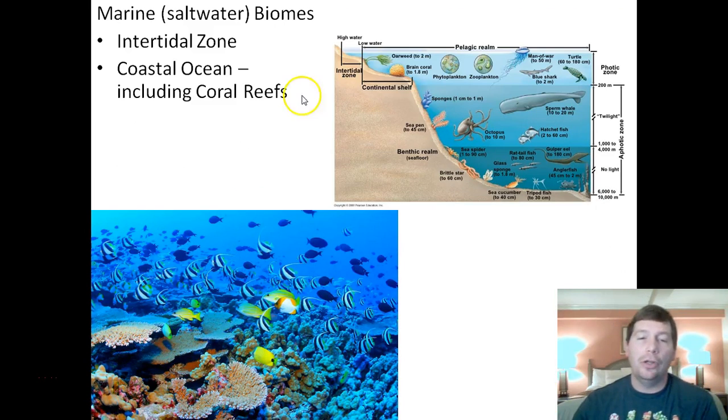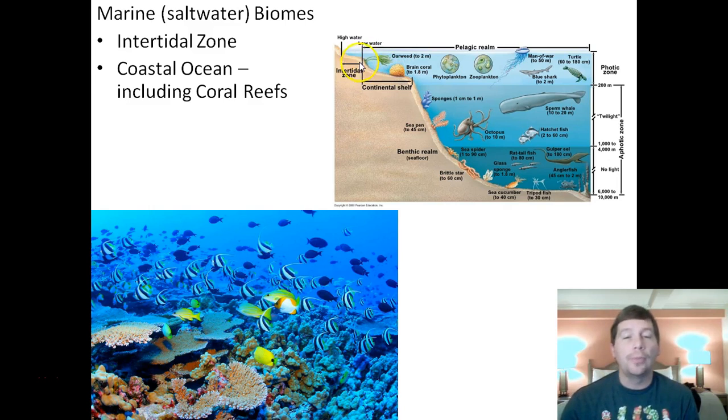Moving out to the ocean, here's our intertidal zone right here. The next area we call the coastal ocean, and I'm going to include in this the coral reefs. For up to 200 miles from shore, the ocean really doesn't get that deep. It stays pretty shallow, relatively speaking. This is what we call the coastal ocean.